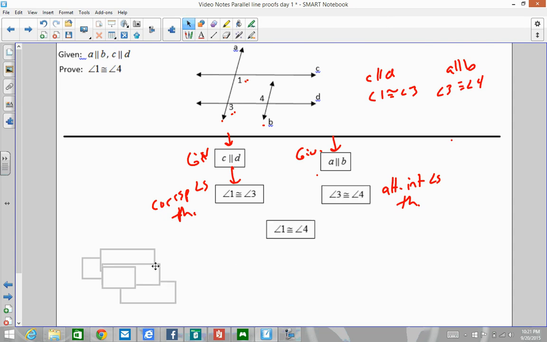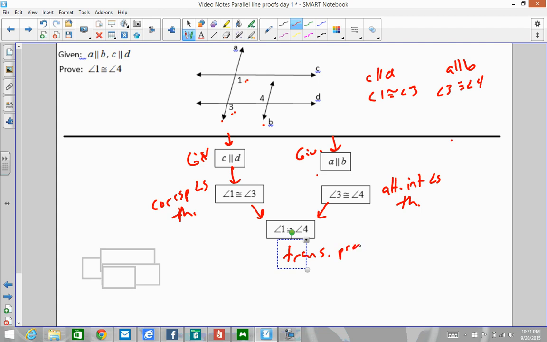And so then I can bring those both together so that I can say angle 1 is congruent to angle 4 by the transitive property. I didn't have to do any equality here because remember that transitive property can work with the congruent sign instead of the equality sign. Oh, I didn't connect that one. Sorry there. And there's my proof.